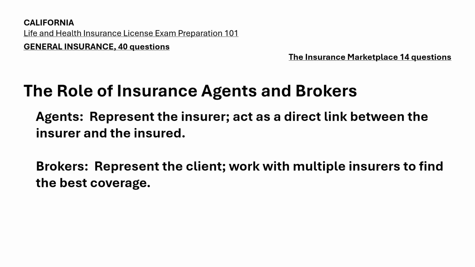Description: Insurance agents and brokers play crucial roles in the marketplace, but they serve different functions. As an agent, you represent the insurance company. You act as the direct link between the insurer and the client, helping clients understand their policies and assisting them in filing claims. On the other hand, brokers represent the client. They work independently, dealing with multiple insurance companies to find the best coverage for their clients. Whether you work as an agent or broker, your primary job is to ensure your clients' needs are met with the right insurance products.